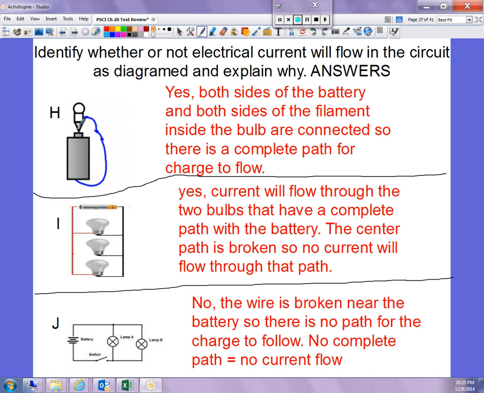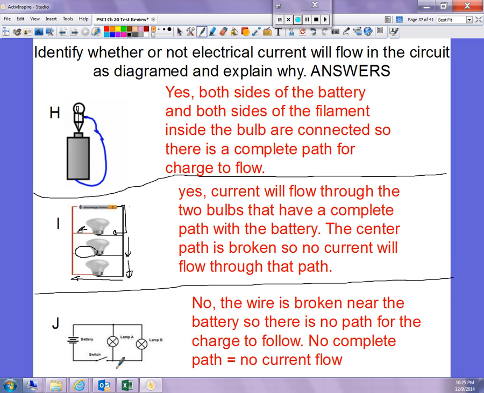All right, on this one, let's check here. So I have that end, and I have this end, and I go to the other end. So yes, series circuit, complete, simple series circuit, current will flow. Okay, and on this one, I follow out from the battery. I can go this way, and that side is complete. So that's one path that works. This is a parallel circuit. I go here. Nope, there's a gap in the path. This one will not work. But I can go this way, and that is a complete path. So current will flow, just not through the center bulb.